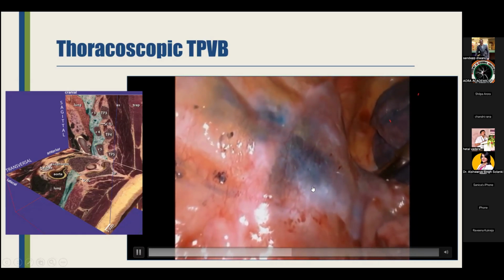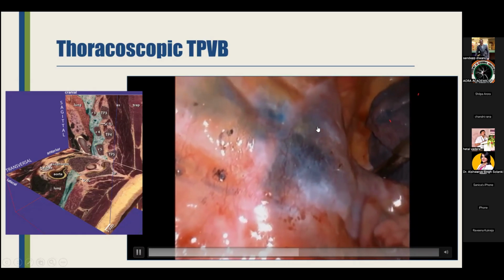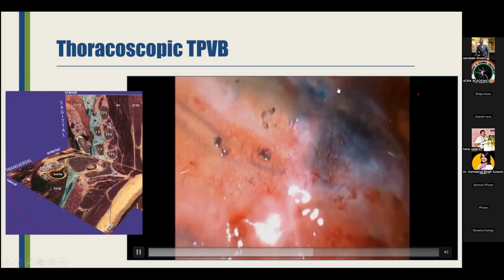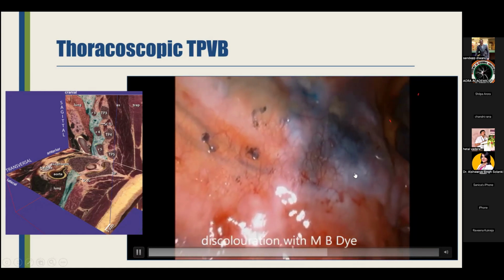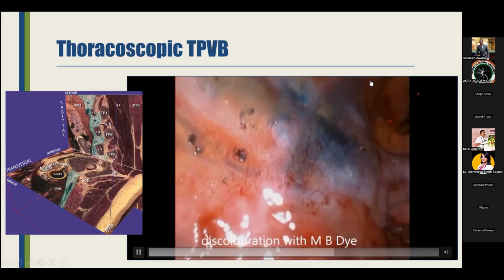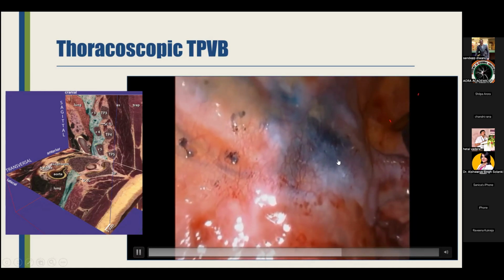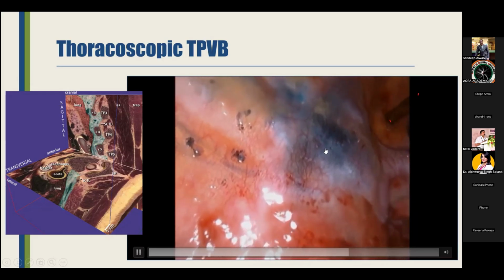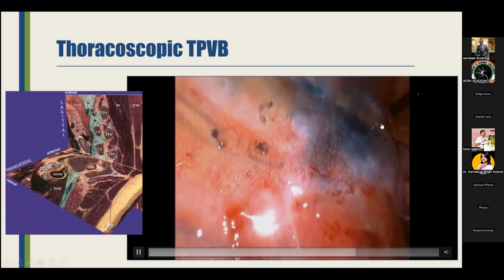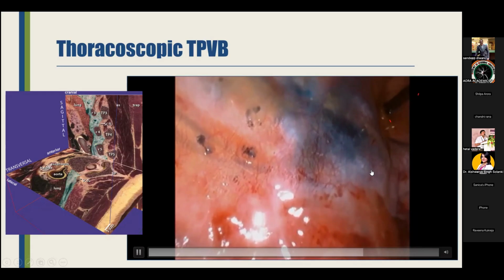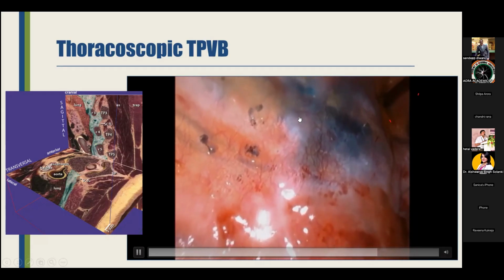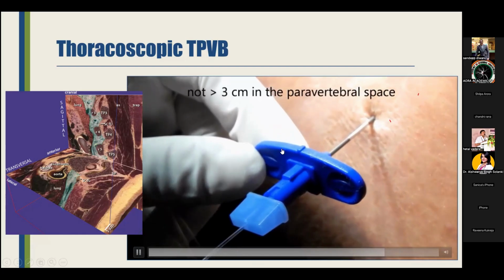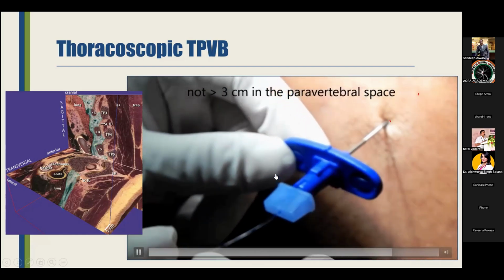And when I start injecting methylene blue dye, now it can be clearly seen the spread which goes cephalad, forms a small apex-like thing. So the volume of local anesthetic which is received cranial most and caudal most will be the least, while at the point of injection, it's going to be more.